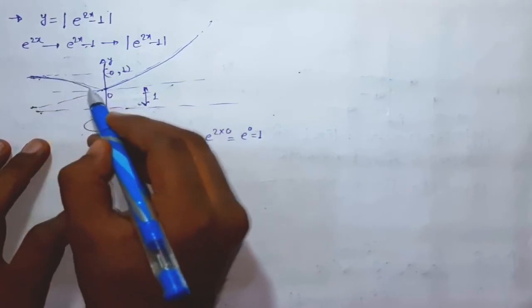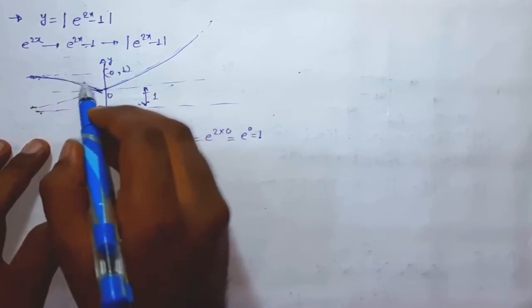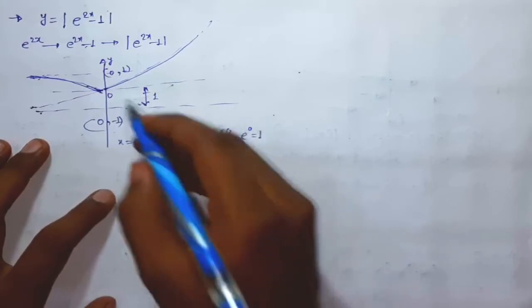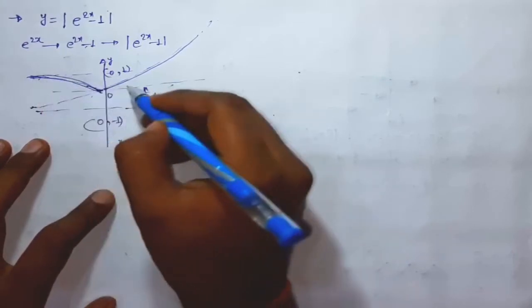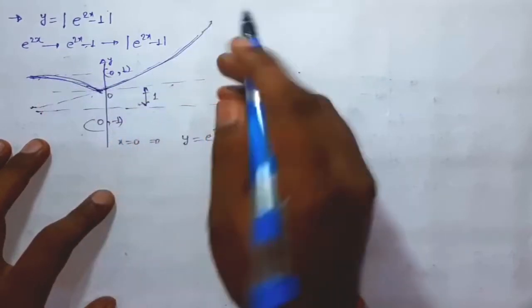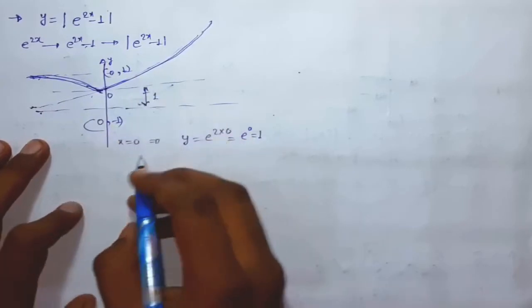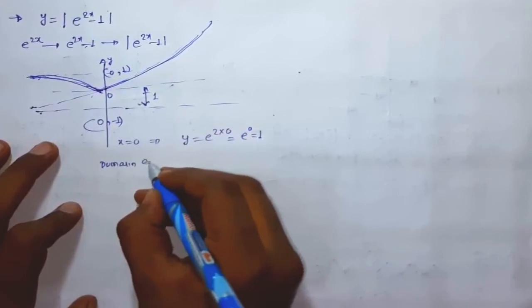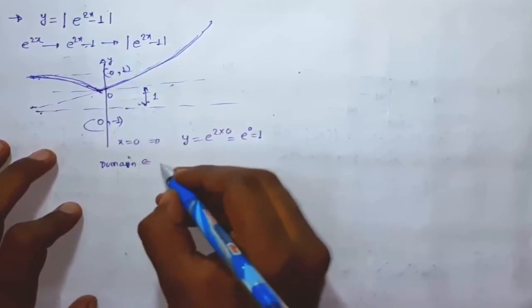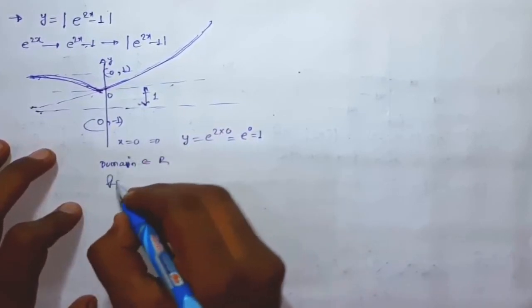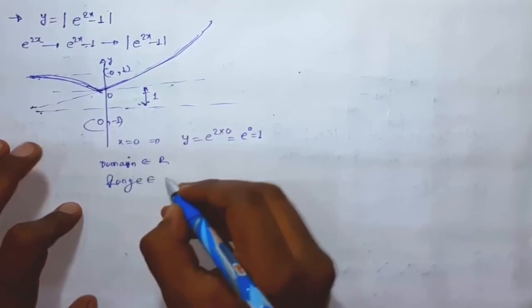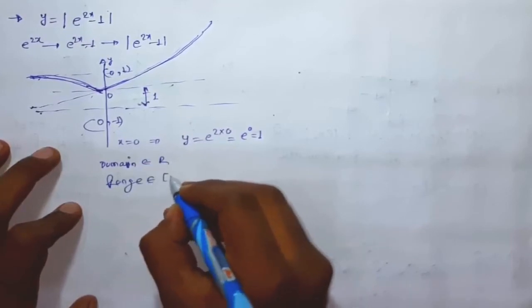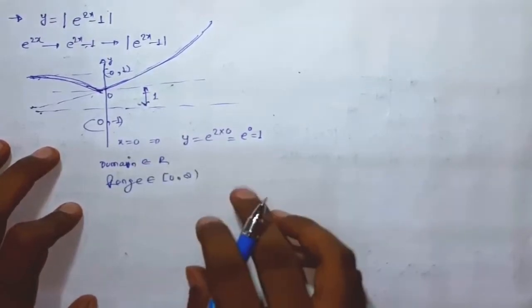So the final graph of y equals mod of e to the power 2x minus 1 will be like this portion and this portion. So we can say the domain will be real and range will be 0 to infinity. Okay, I hope it is clear.